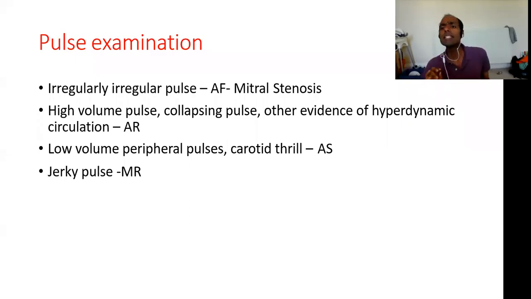Feel the pulse. It is irregularly irregular. What does that mean? Irregular pulse means atrial fibrillation. Okay, atrial fibrillation. Atrial fibrillation means the left atrium is dilated. And this is almost always due to mitral stenosis, in our setting. There are a lot of other causes of atrial fibrillation, but in our setting, atrial fibrillation is most often due to mitral stenosis and also sometimes due to pure mitral regurgitation.